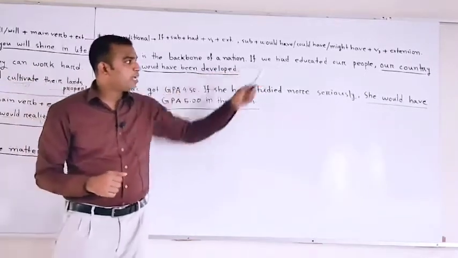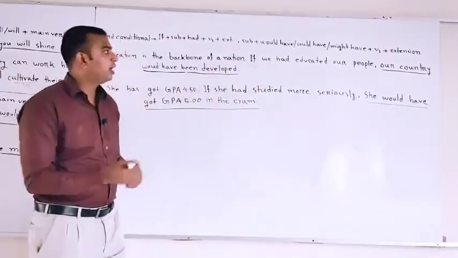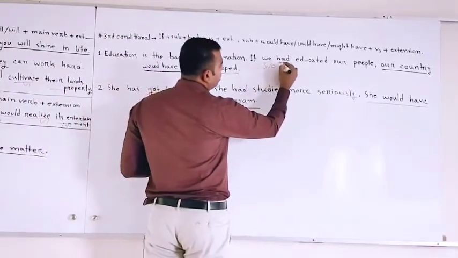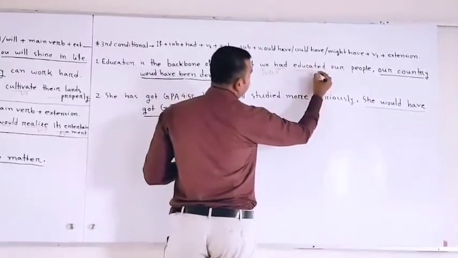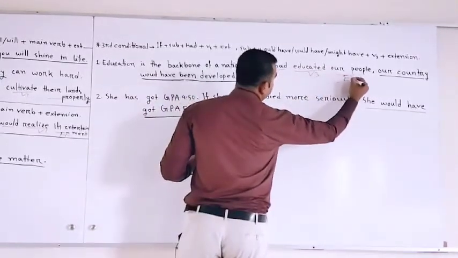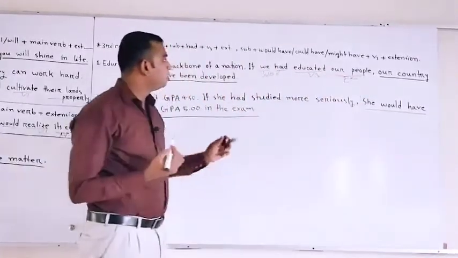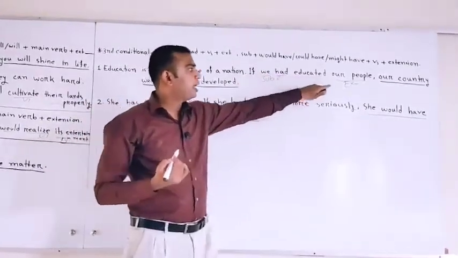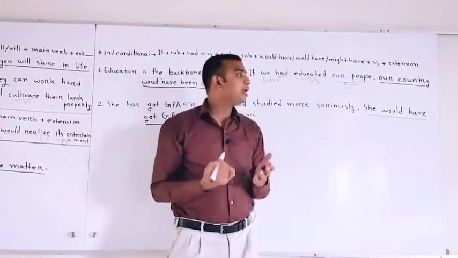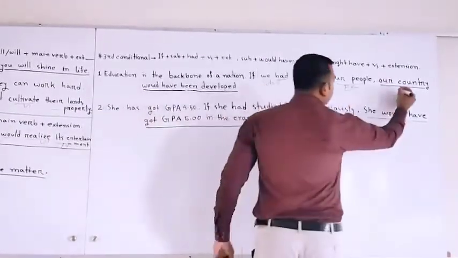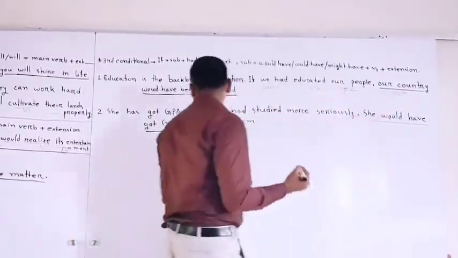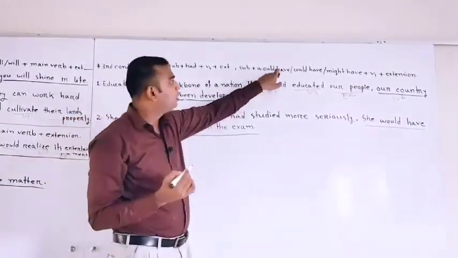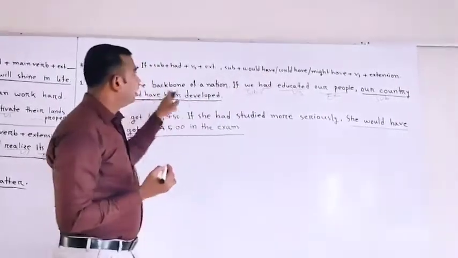If we had educated our people, look here, it starts with a subject, then auxiliary verb, then verb 3, and this one is extension. So the clause begins with if, right? Then subject had verb 3, then extension. So the second clause will be, look here, subject, our country, then would have, we have selected here would have, then a verb 3.